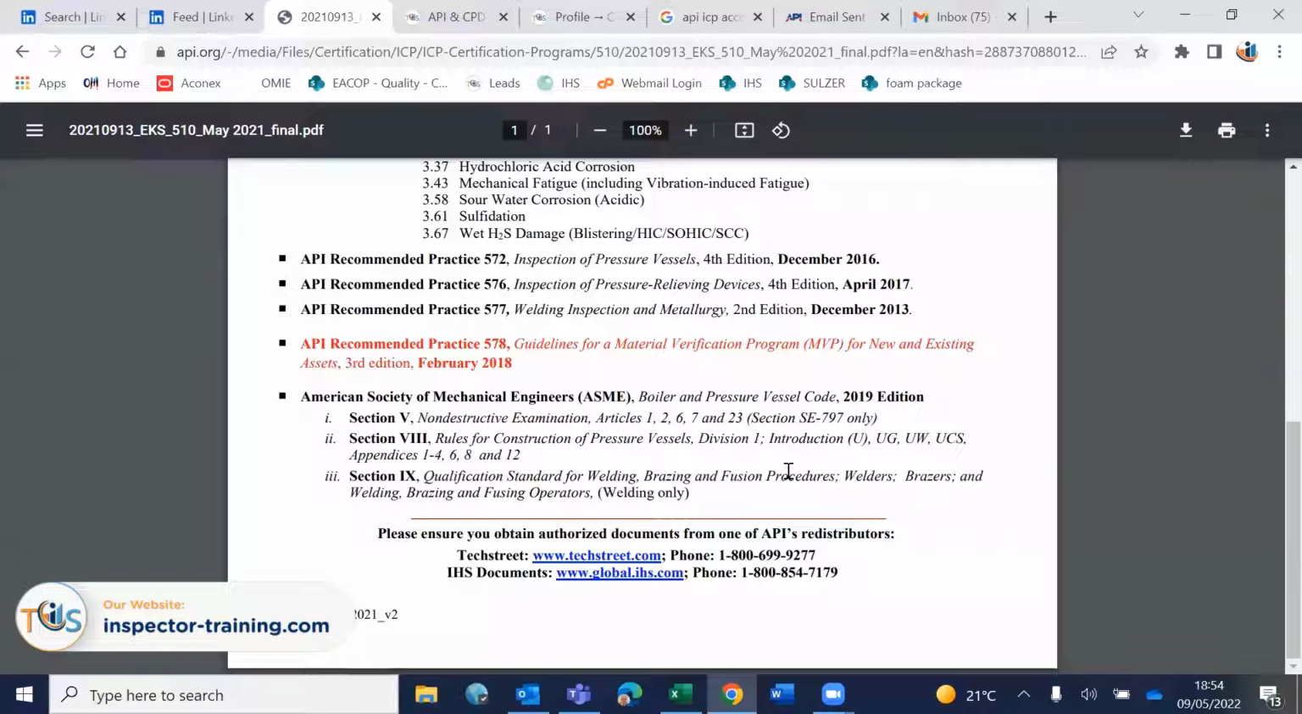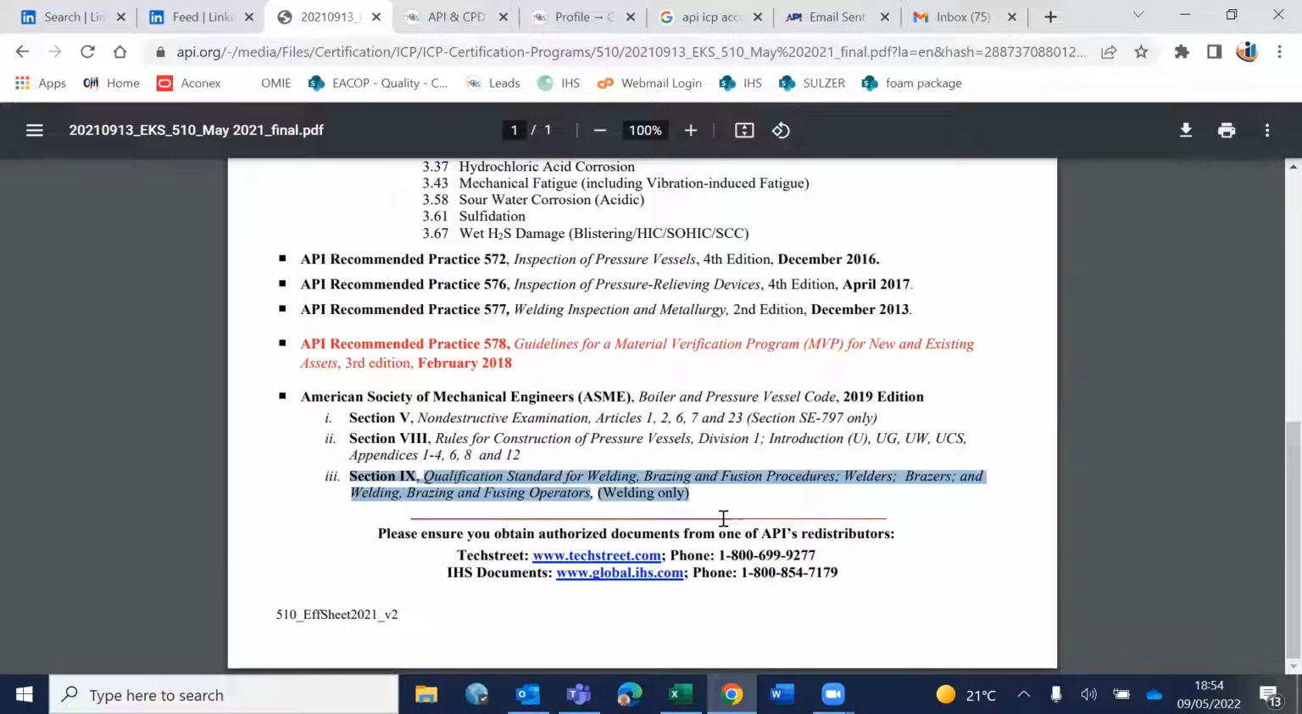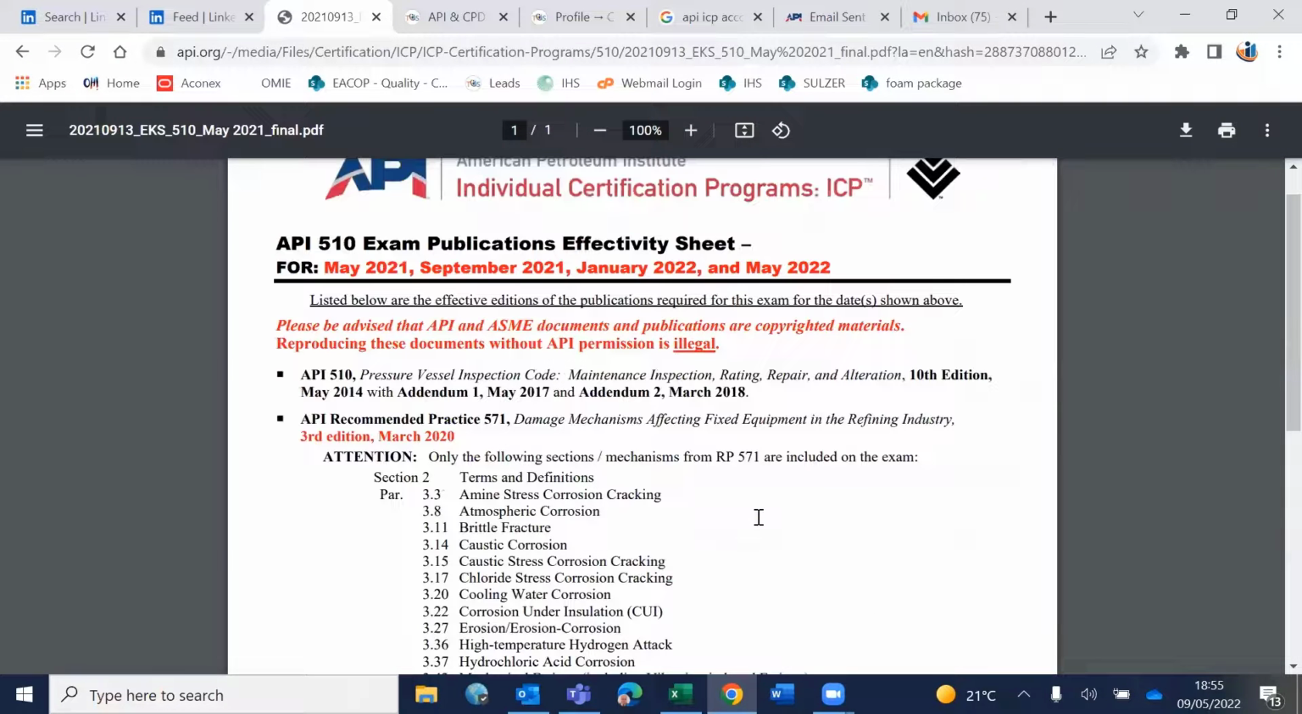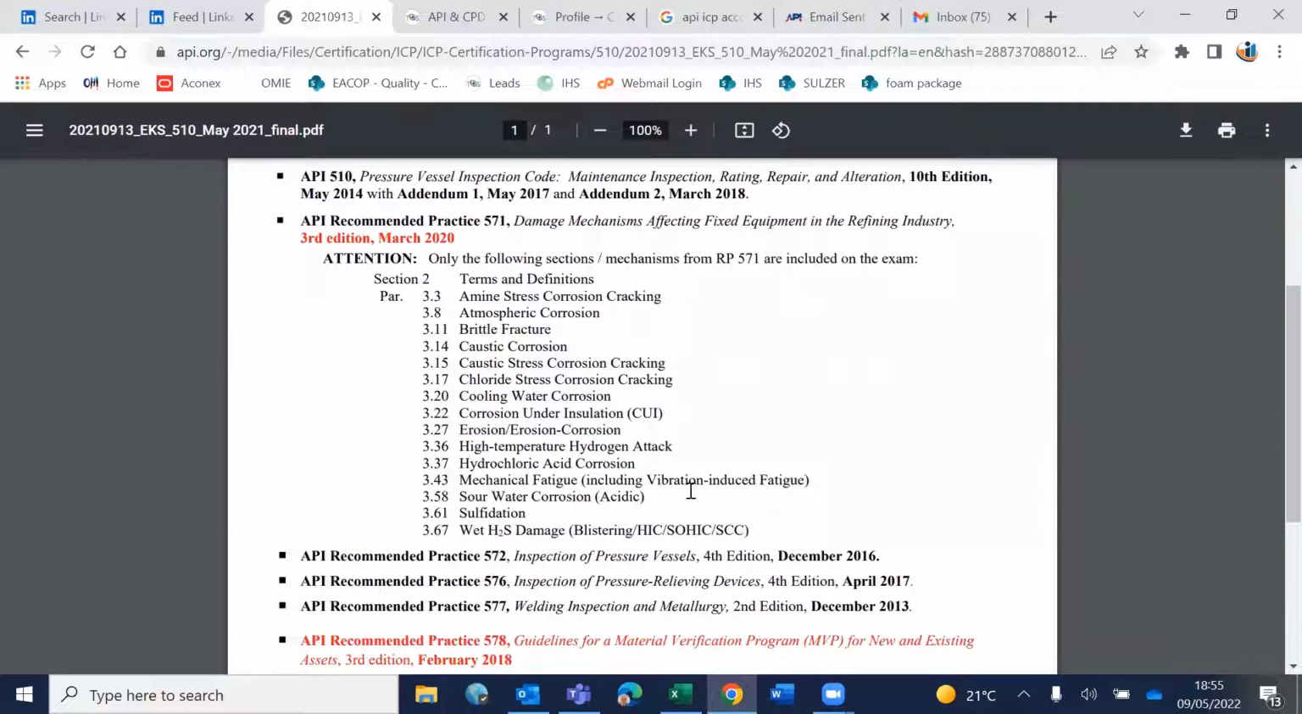And ASME section 8, which is the basis for API 510. And then section 9 is the welding. This is a 900 page document, but you only need to study like 20, 30 pages, okay? So that's it, WPS, WPQ. They might ask you a very simple question. But concentrate on 510, 572. That's the most important one.